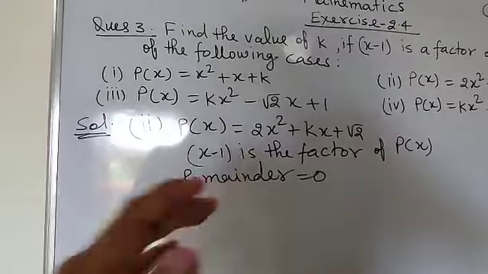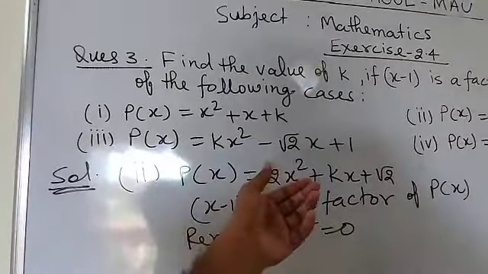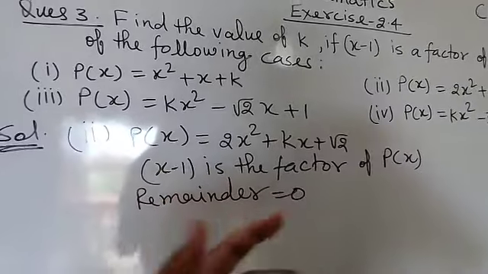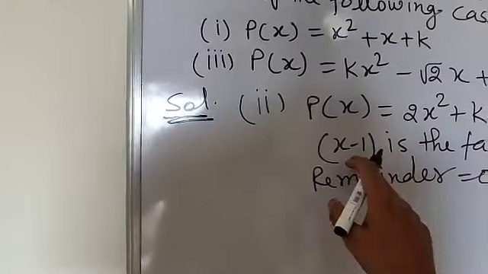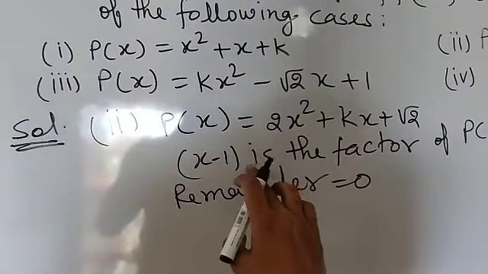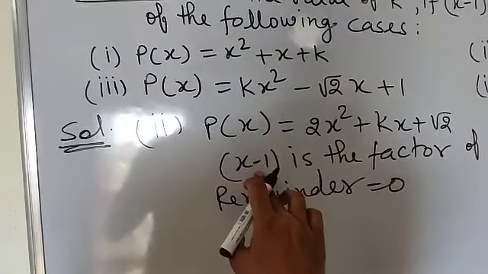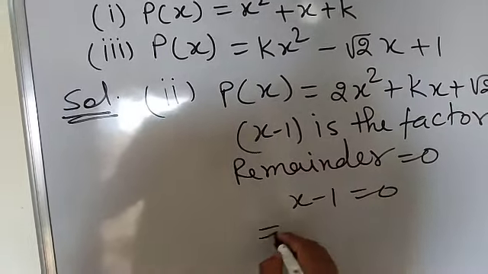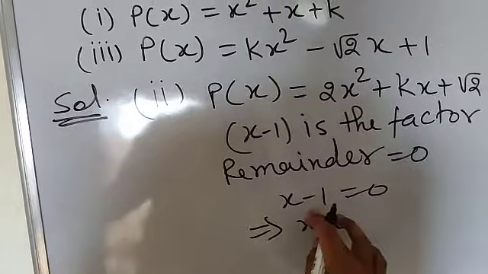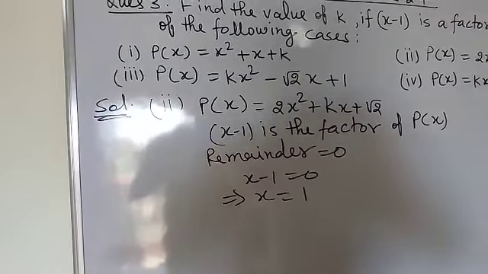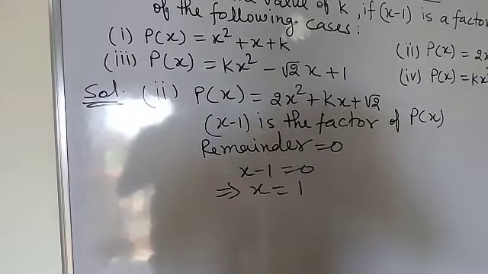If x minus 1 is a factor, it means if this polynomial is divided by x minus 1, the remainder will be equal to 0. So how will you get the remainder? If I ask you to find the remainder when this polynomial is divided by x minus 1, the divisor is x minus 1, so you put x minus 1 equal to 0. Transferring the minus 1 to the other side, x equals 1.